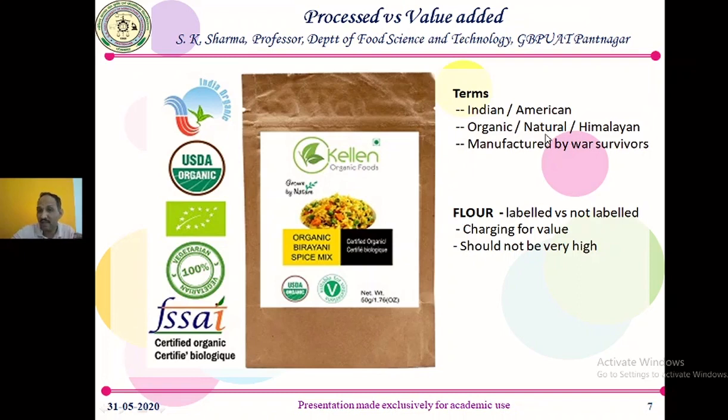Similarly, organic, natural, Himalayan, these are also things which add value to it. And many times you will also find manufactured by war survivors, manufactured by farm women, manufactured by children, things like that. Whenever such things are written there, they are written in order to add a certain amount of value. And then by putting all those things, the consumer will be willing to pay some extra amount for it, and that is how it is value addition.